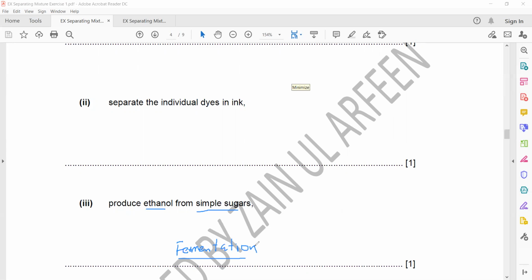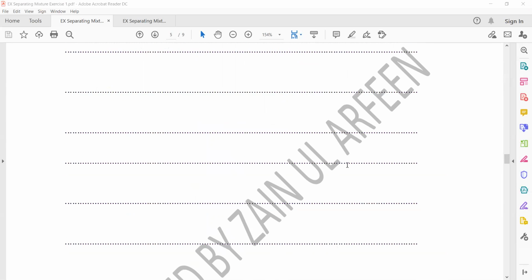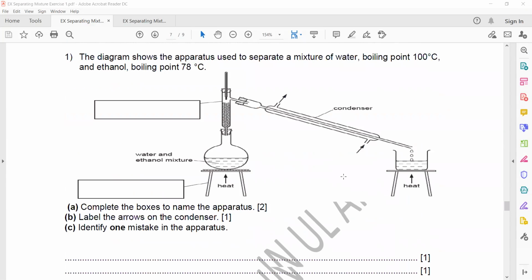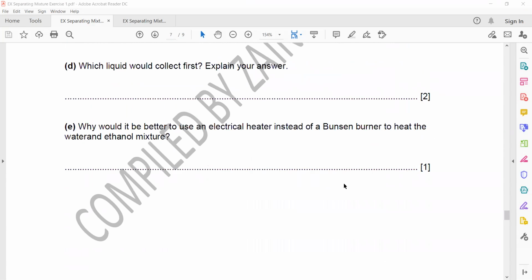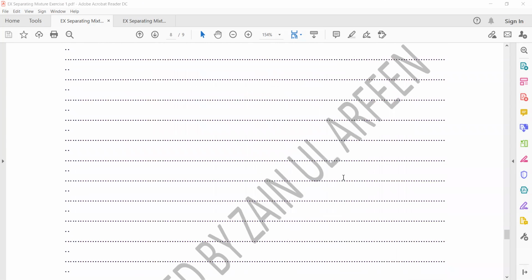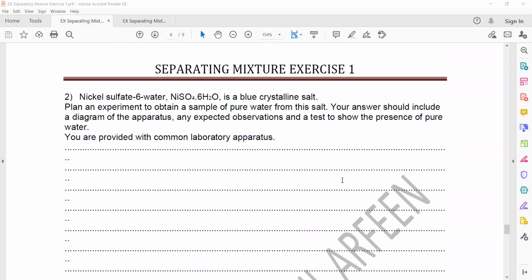Then page 8, question 2. Mention the page number as well so it is convenient. Page 8, question number 2.